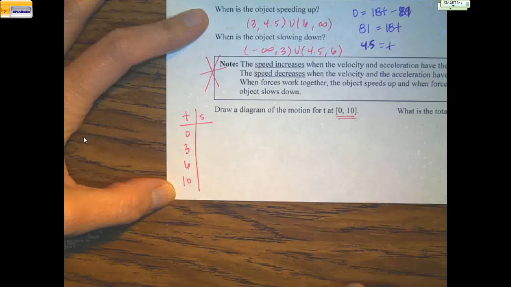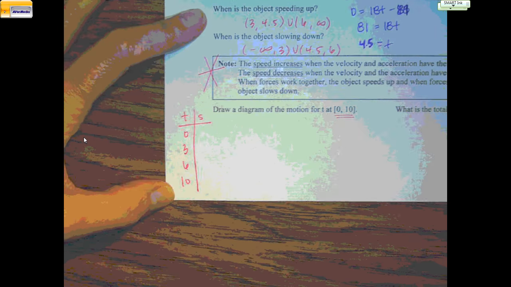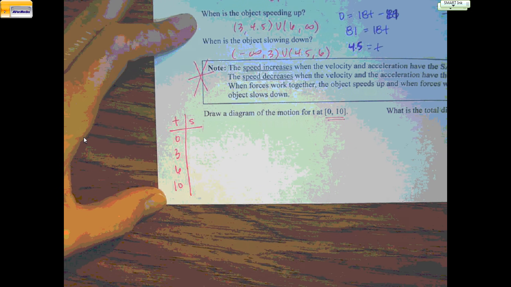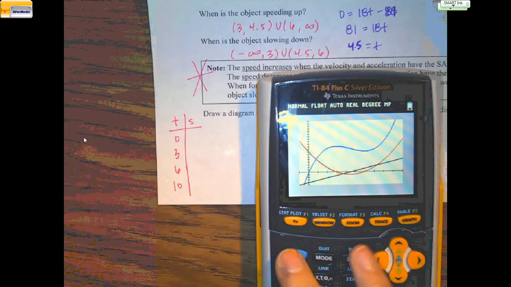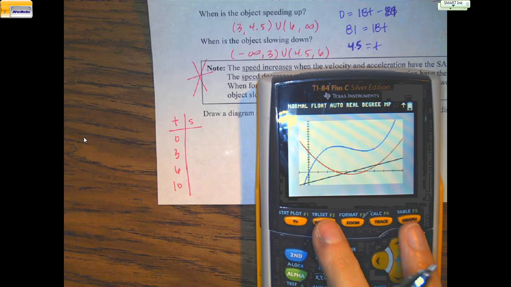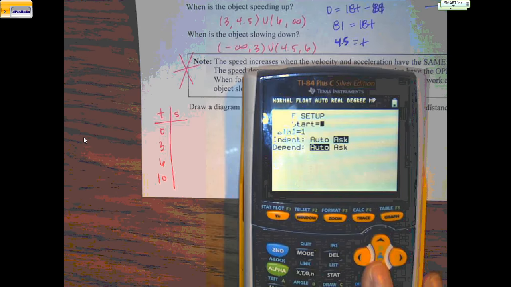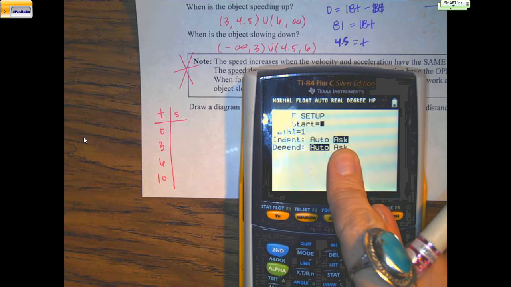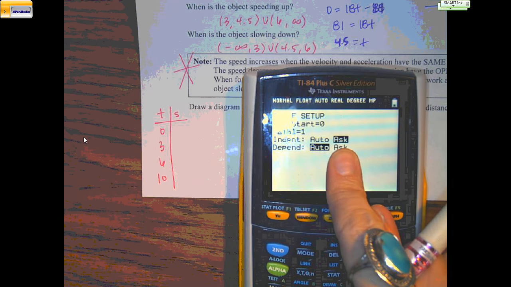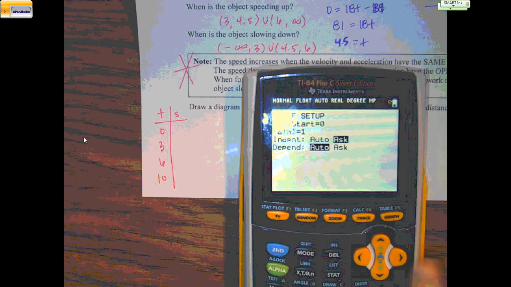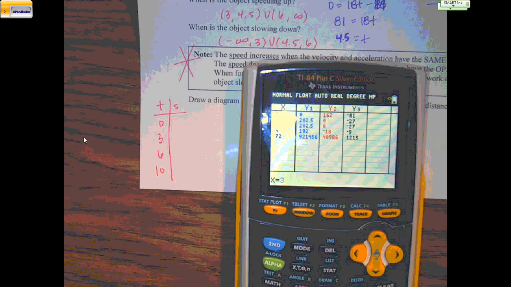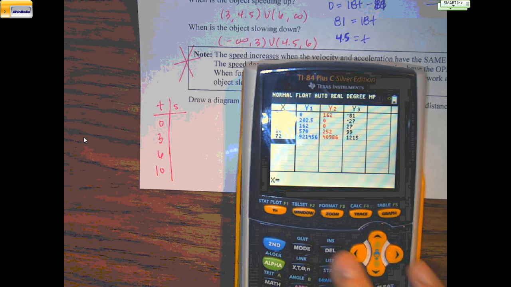Let's find out what position it is at those places. And you have a calculator, and it will do it for you. So if you hit second window, I'm going to put my table start at 0. Make sure for independent it says ask, because you're going to tell it what numbers you want. Hit second graph. I'm going to put in 0, 3, 6, and 10. And delete that guy out.